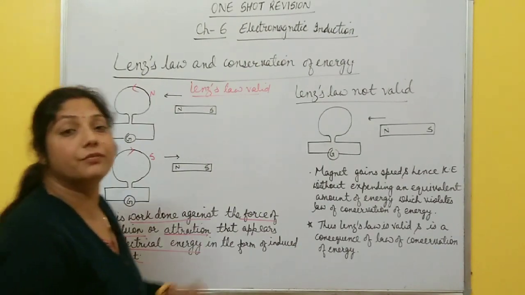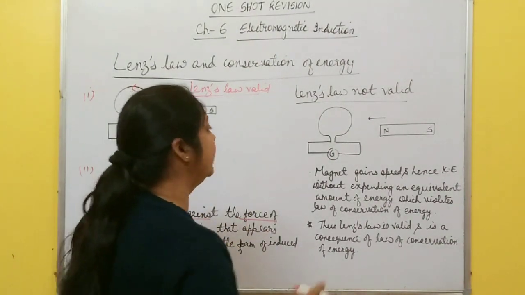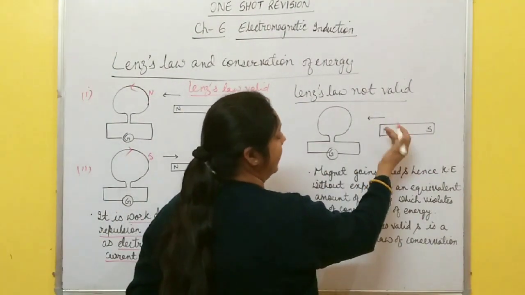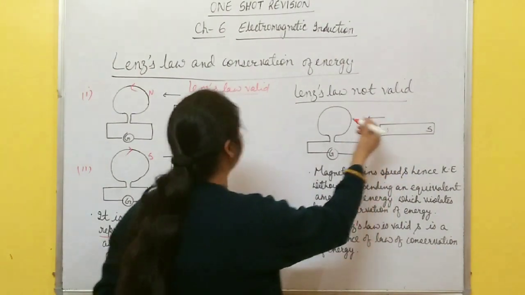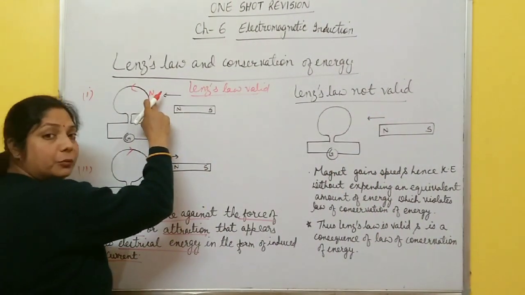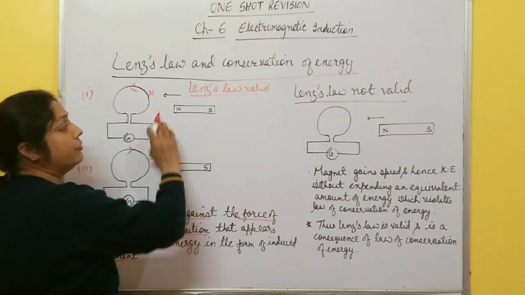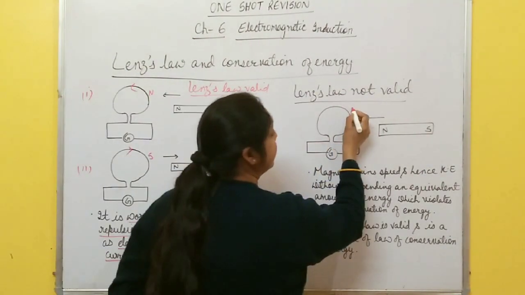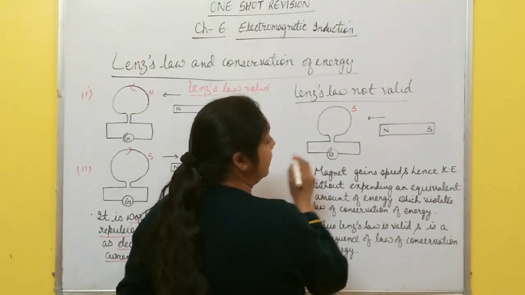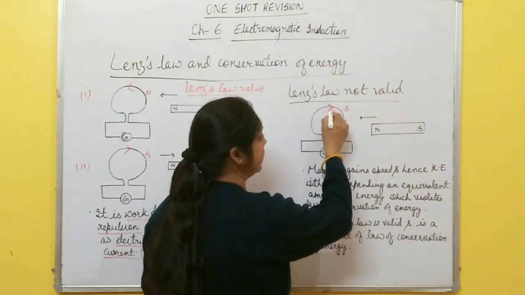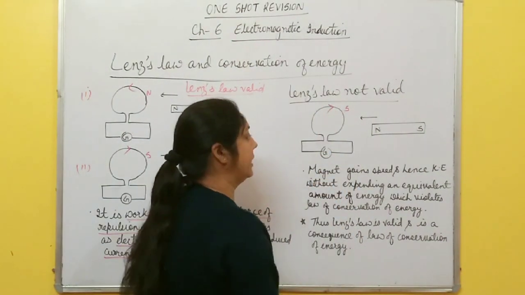Now what happens if Lenz's law is not valid? Suppose this is the coil and the magnet is moving towards the coil. So this end becomes north pole according to Lenz's law. If Lenz's law is not valid, then this end becomes south pole. South pole means the current starts flowing in clockwise direction.